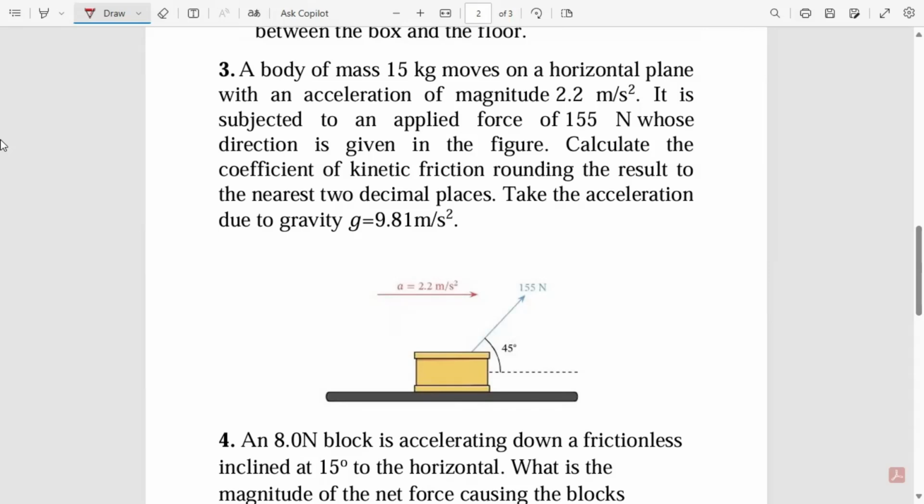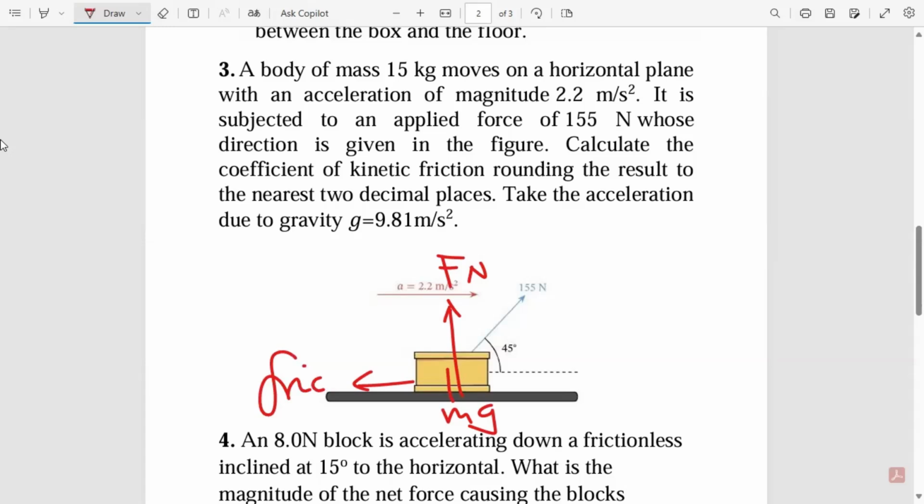Okay, so this is the diagram that has been given, and they're asking us to calculate the coefficient of kinetic friction. The forces acting on this particular object are the applied force itself. Then there is the weight of this object pointing vertically downwards. And there is the normal reaction force, Fn, perpendicular to the surface. Then there's the friction force, like that. And what else?